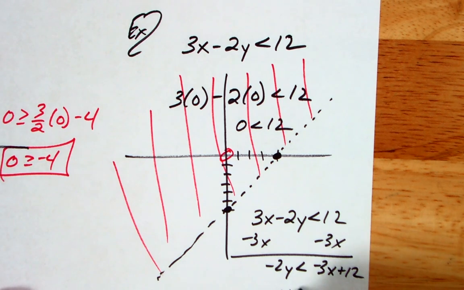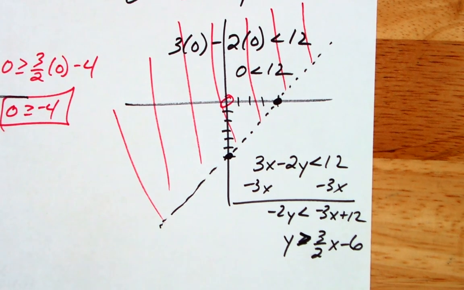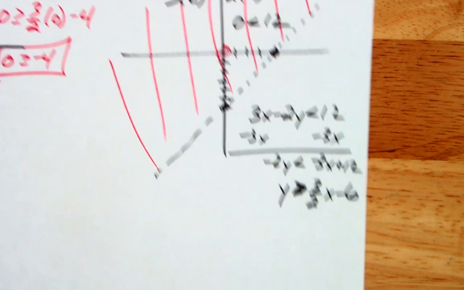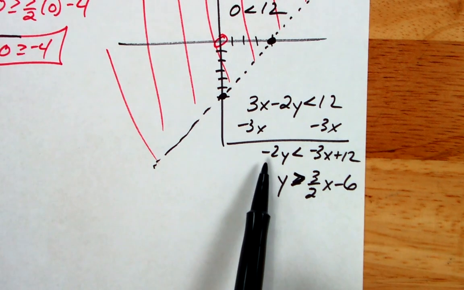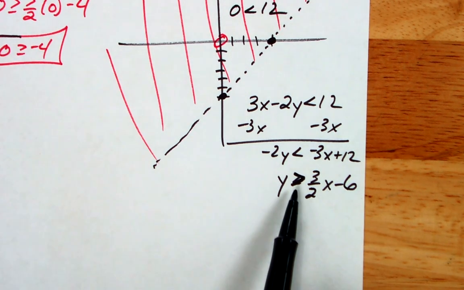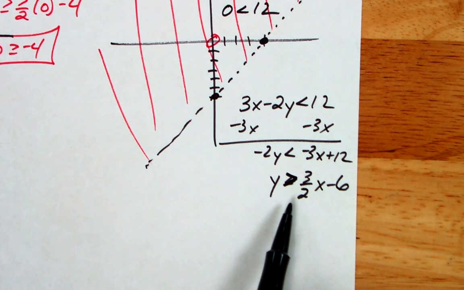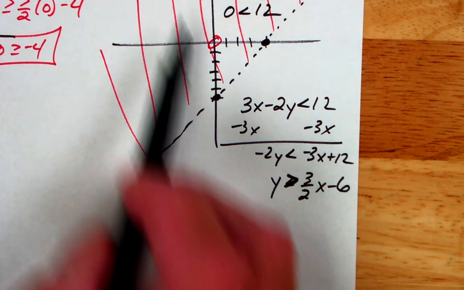Oh, I made a mistake. I could work to get y by itself, but it's going to be fraught with mistakes, especially when you divide by a negative, we've got to flip the inequality. Another thing that you recall from your algebra stuff. So then, y is greater. Yes, I do shade up.